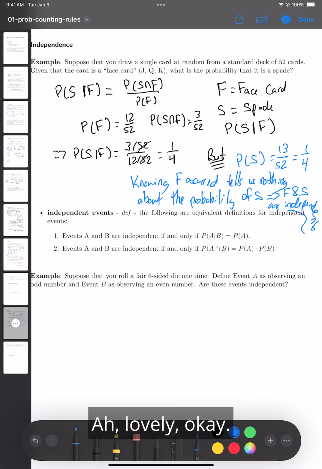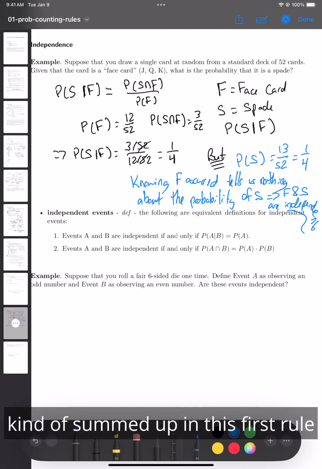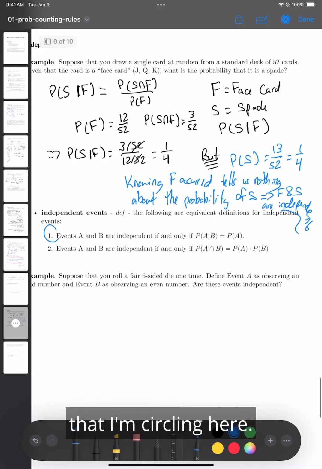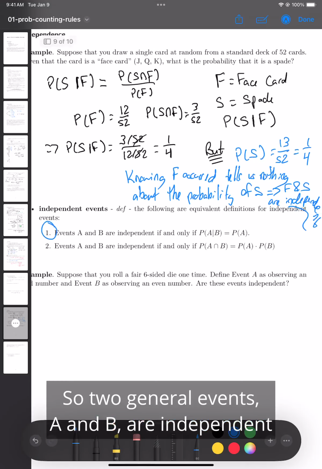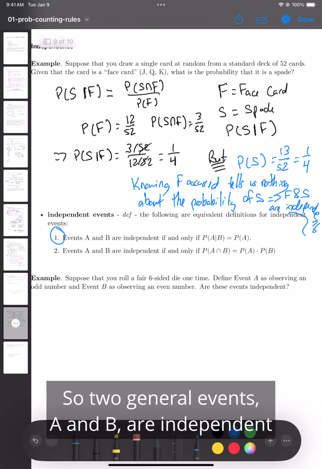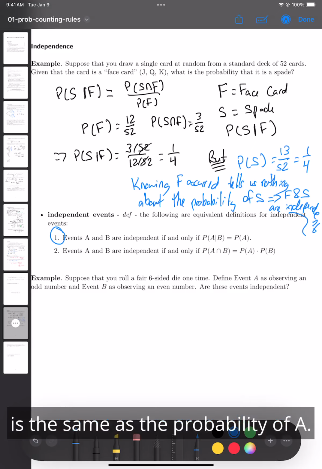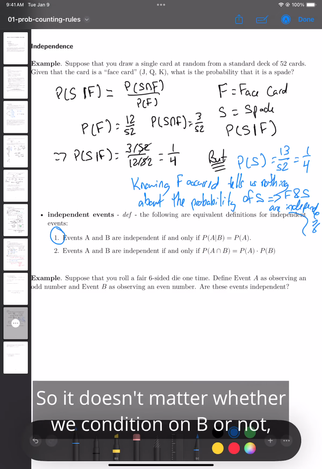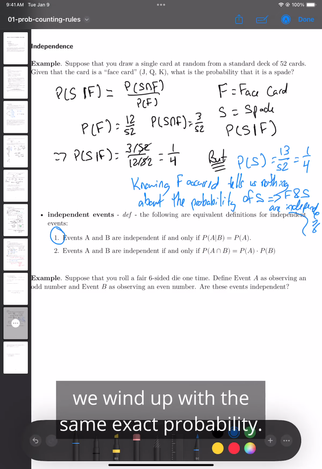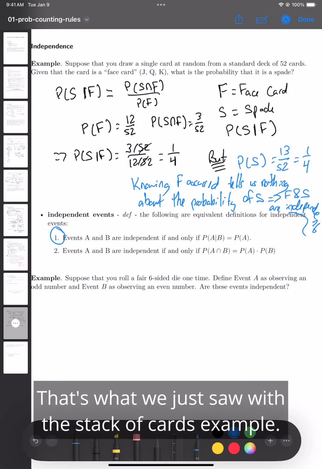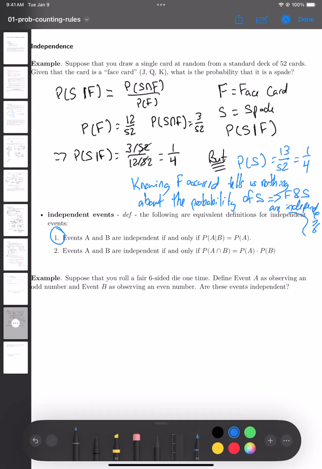Okay. So that is summed up in this first rule that I'm circling here. Two general events A and B are independent if and only if the probability of A given B is the same as the probability of A. So it doesn't matter whether we condition on B or not, we wind up with the exact same probability. That's what we just saw with this deck of cards example.